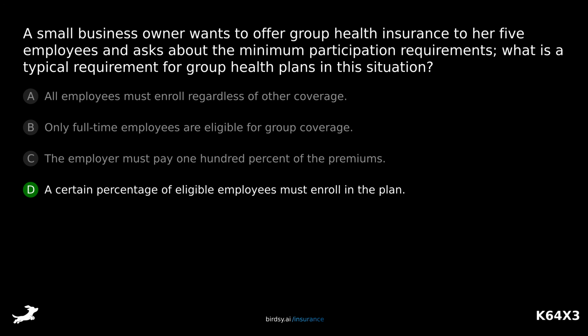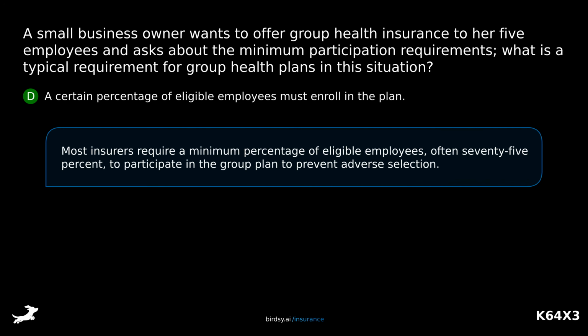The correct answer is D. A certain percentage of eligible employees must enroll in the plan. Most insurers require a minimum percentage of eligible employees, often 75%, to participate in the group plan to prevent adverse selection.